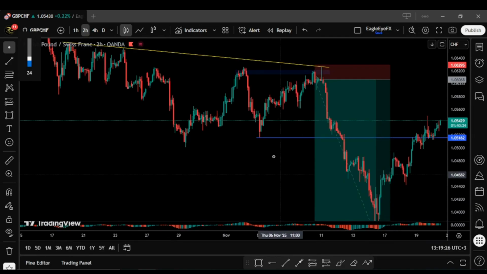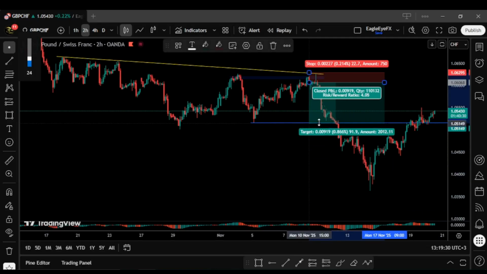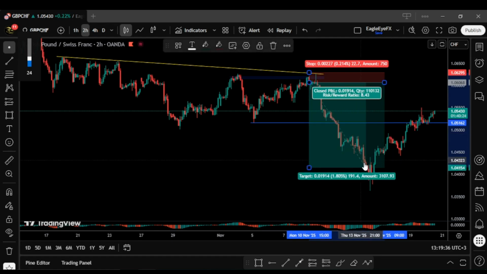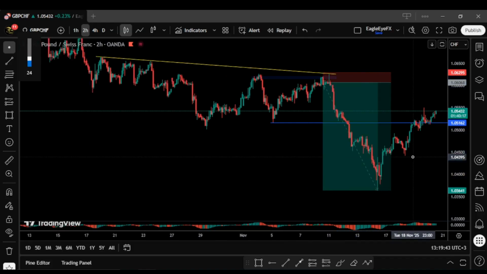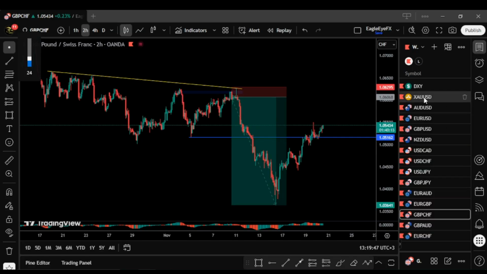Of course, this played out around 10%, but this could have been your target around 4%. And maybe if you had trailed your stop loss, it would have taken you out around here, around 8%. But generally, you can see it played out around 10%. Then the last but not the least, we have gold.